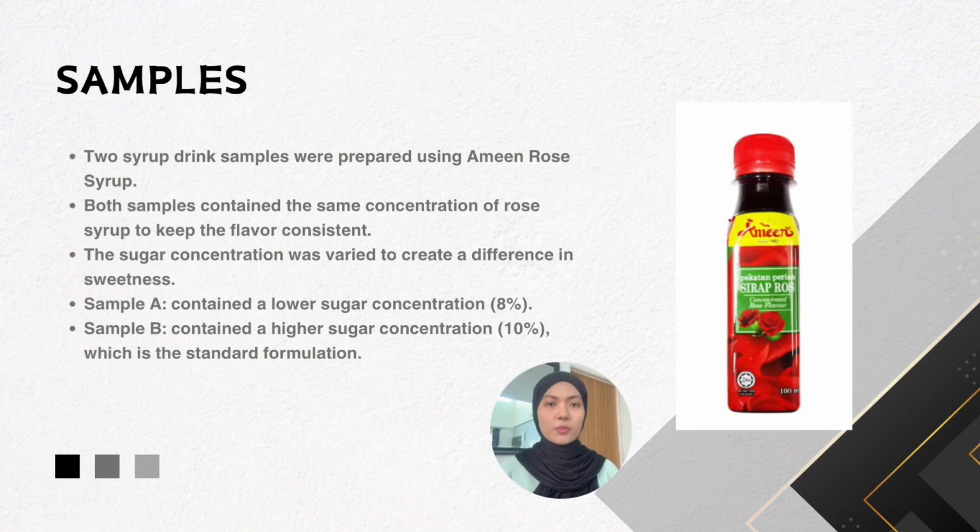For the samples, we prepared two rose syrup drinks using Amine rose syrup. Both samples had the same amount of rose syrup to keep the flavor consistent. The only difference between them was the sugar concentration, where sample A contained 8% sugar, while sample B contained 10% sugar, which is the standard formulation. This allowed us to evaluate whether panelists could detect a difference in sweetness.